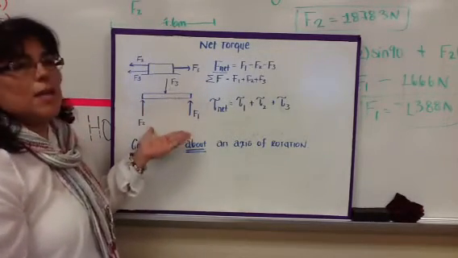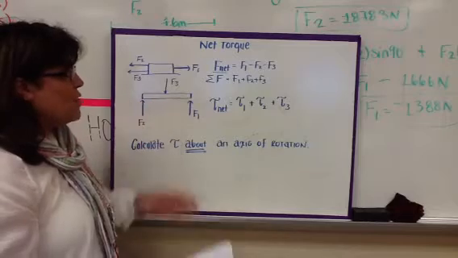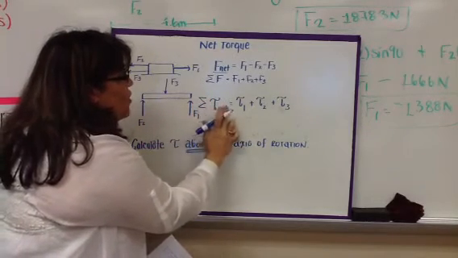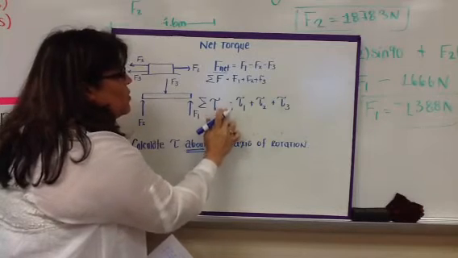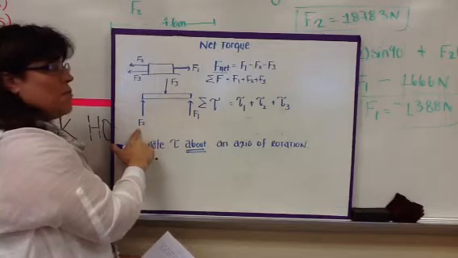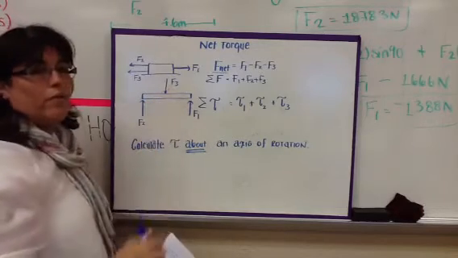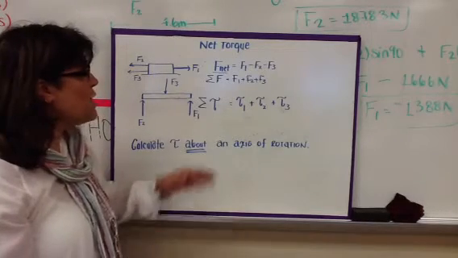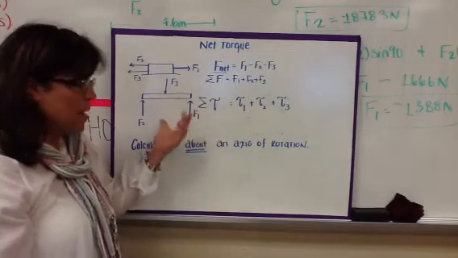So we're going to do the same thing with our net torque. So I can say that sigma, which would be the sum of all the torques, is going to be equal to the torque from force 1 plus the torque from force 2 plus the torque from force 3. And we just add all those torques up to find out, well, what is the net torque on an object?